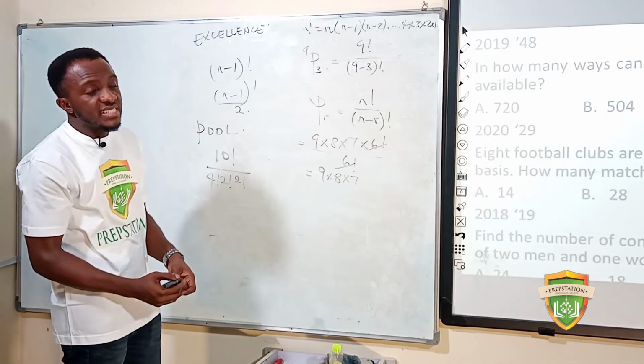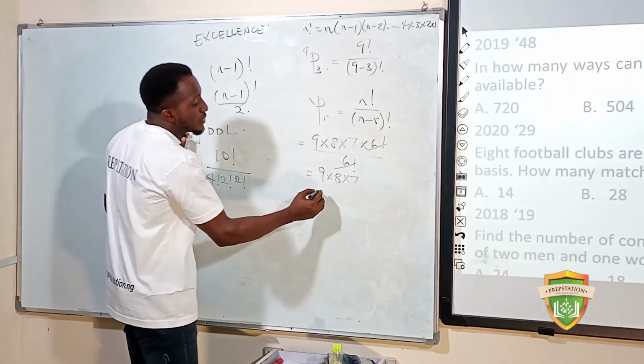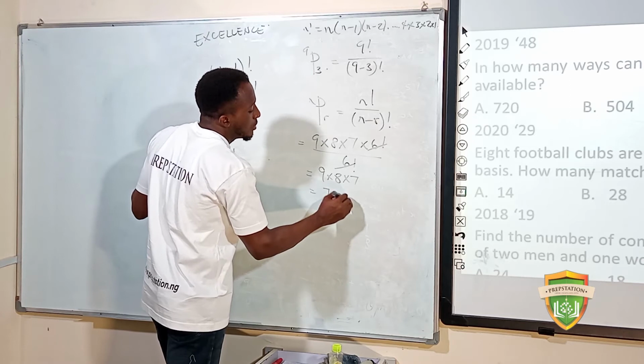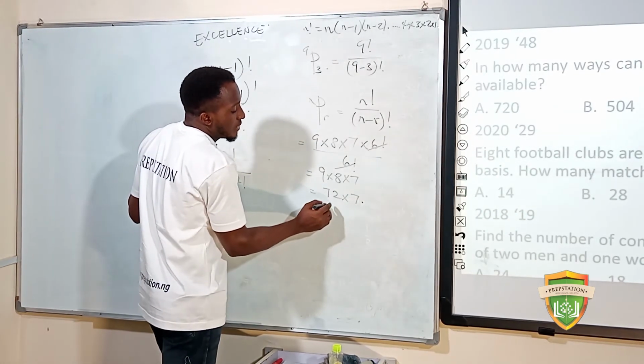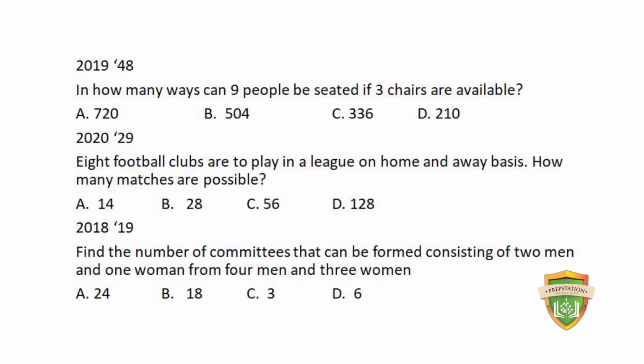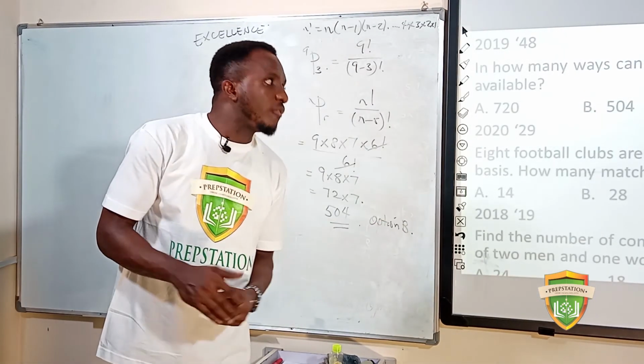9 times 8 is 72. So 72 times 7. This is 49 and 14. So 504 is the answer to this question. Option B is correct. Option B, 504. Okay, so the next question is for football fans.